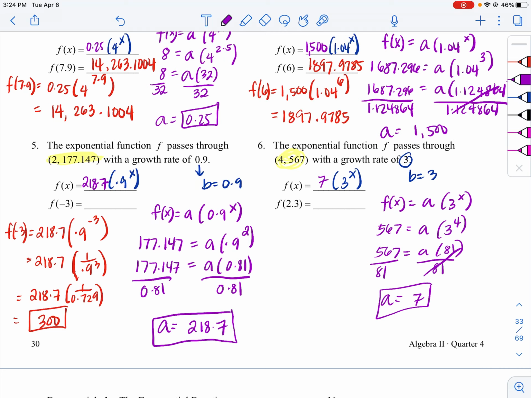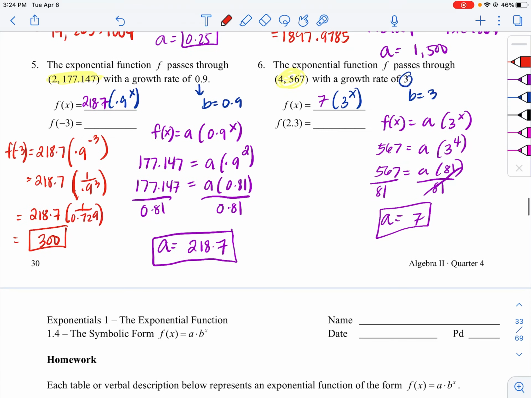And then let us solve f. Let us do f of 2.3. That's going to be 7 times 3 to the power of 2.3. Remember now, you have to solve what 3 to the power of 2.3 is first before you actually multiply that by 7. And hopefully, once you multiply those two, your answer is 87.5945. There you have it.